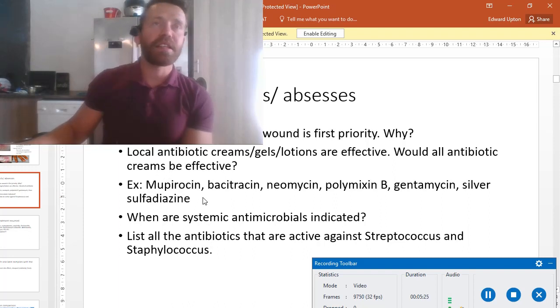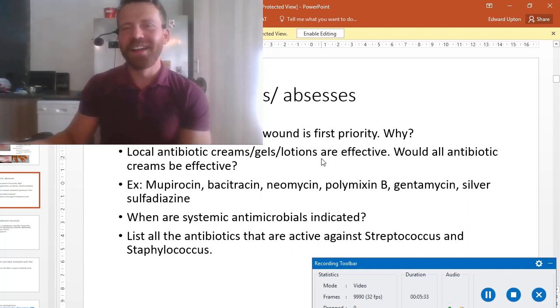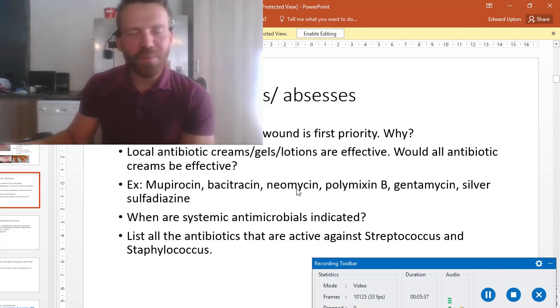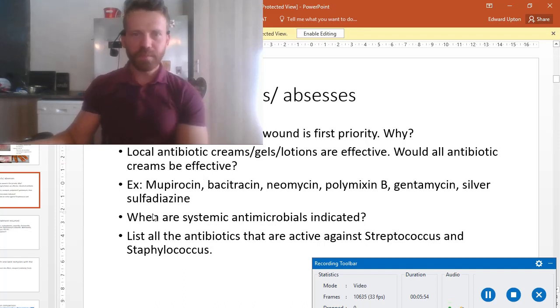You've actually used them before. Your mothers have probably used them on you, or nurses probably used some of it on you. Mupirocin, the other name for it is Bactroban or Supirocin. Bacitracin, the other word for it, I can't remember. Silver sulfadiazine is Silverkor. Neomycin, can't remember. Polymyxin B, also can't remember. So we won't actually use all of these. The ones we mostly use are mupirocin and silver sulfadiazine. So these are all local antibiotic creams or gels or lotions.